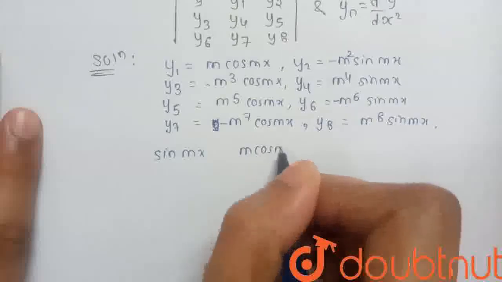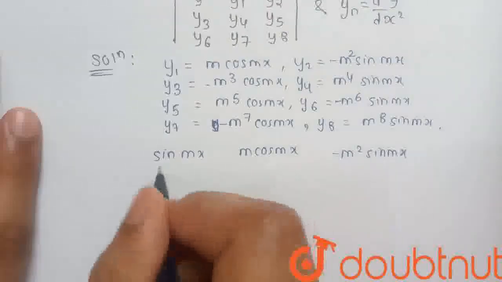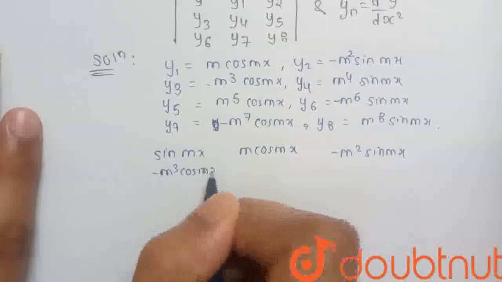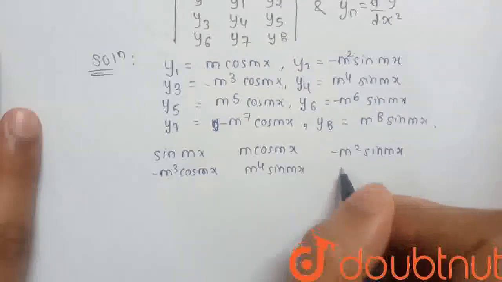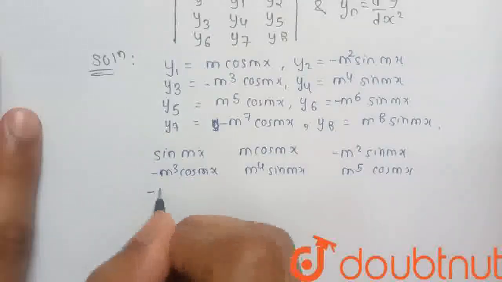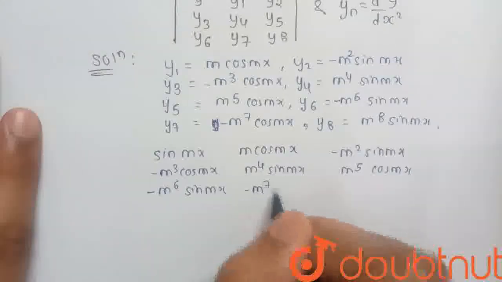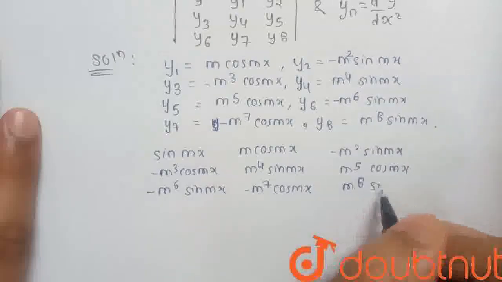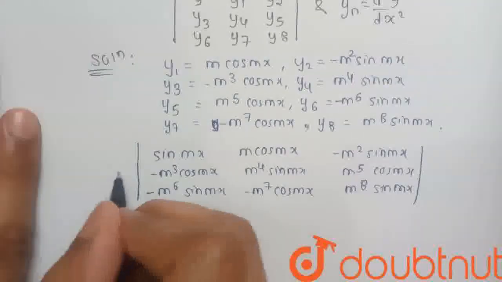m cos mx, minus m square sin mx, minus m cube cos mx, m to the power 4 sin mx, m to the power 5 cos mx, minus m to the power 6 sin mx, minus m to the power 7 cos mx, and m to the power 8 sin mx. We have to find the determinant of this value.